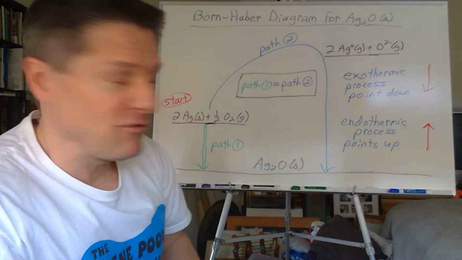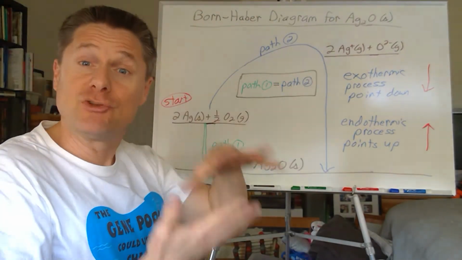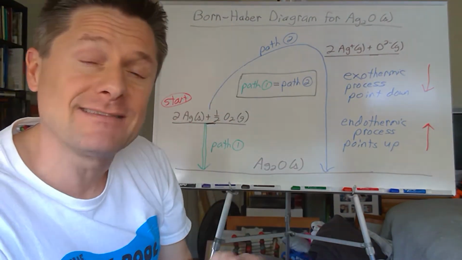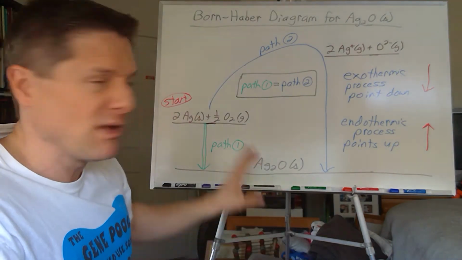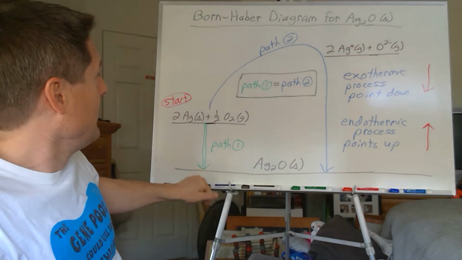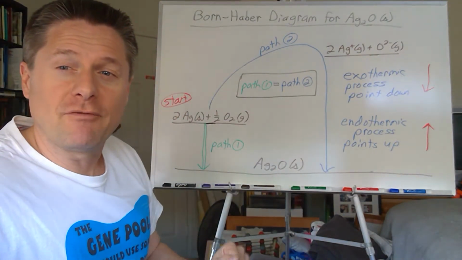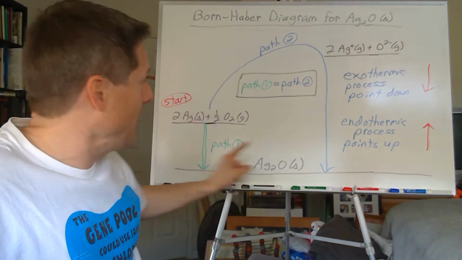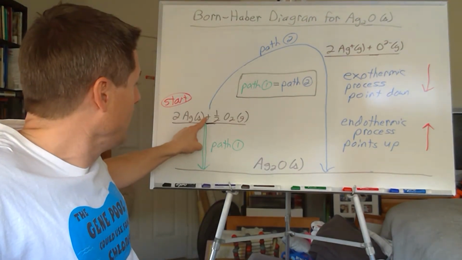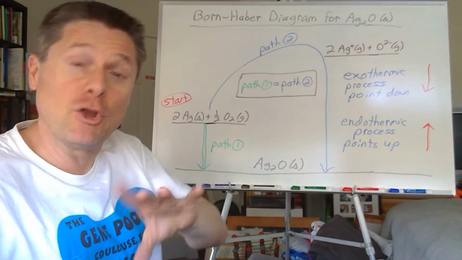So there's your rules for the game. Endothermic points up, exothermic points down. Try to adjust the size of the arrows based on the size of the delta H, but not critical, especially if you're out of space, and the little spaces I give you on the exam. And path 1 equals path 2. So let's do it for silver oxide. Let me erase this mess, and then we'll get from here to there, and then come down with the lattice energy. So get the notes out from the last video.